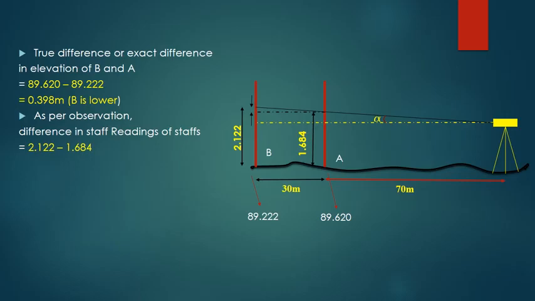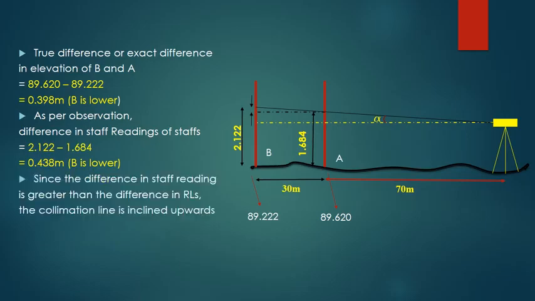Here again the station B is lower, so the value comes up to be 0.438 meters and B is the lower station. Now what we can see from here is, since the difference in staff reading is greater than the difference in the RLs, the collimation line is said to be inclined upwards.